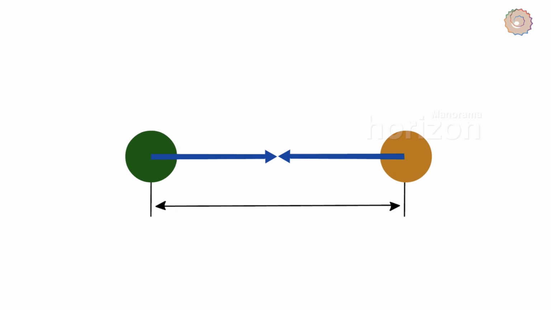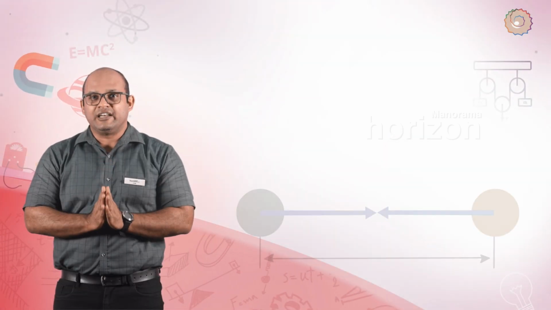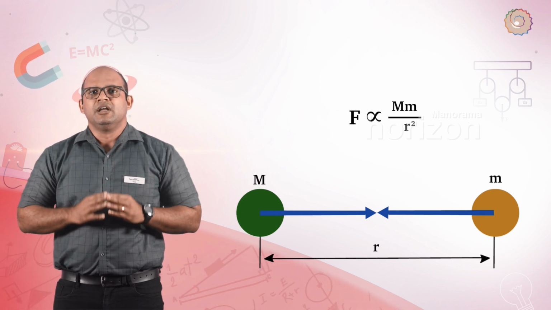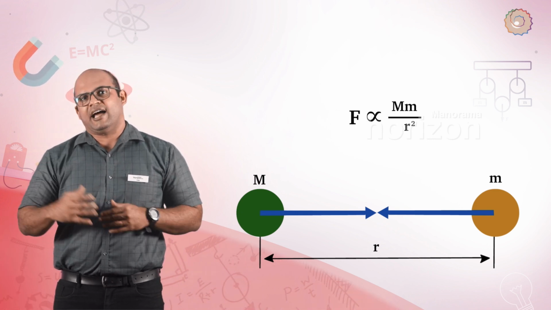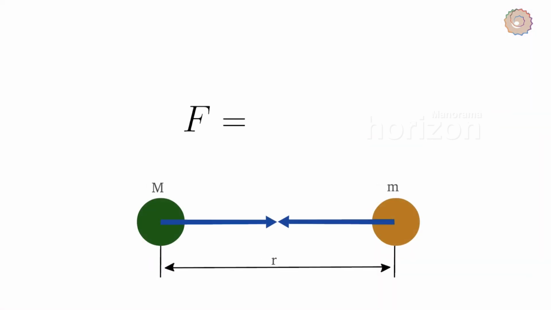Every object in the universe, no matter how small or how big, attracts every other object with a force which is directly proportional to its mass and inversely proportional to the distance between the object and other objects. Mathematically, F is equal to G large M small m divided by the square of R. This is the universal law of gravitation in mathematical form.